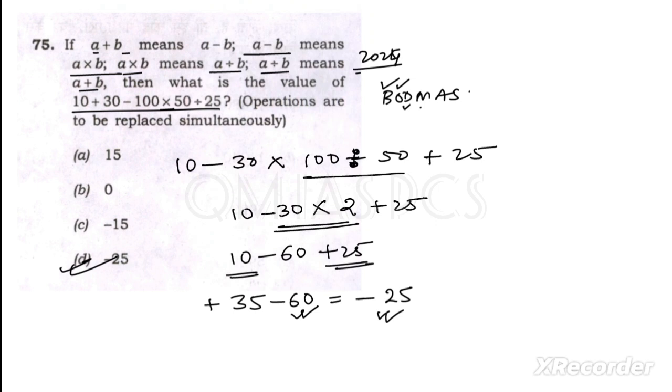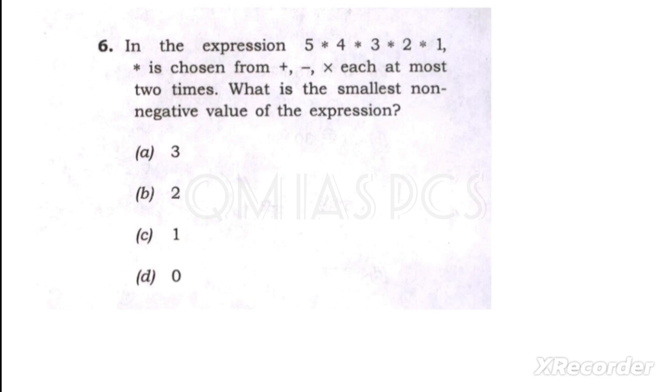This is your question. In the expression 5 star 4 star 3 star 2 star 1, each star is chosen from plus, minus, multiply. There is no division. Each can be used at most 2 times. You can write any sign or symbol, at most 2 times. What is the smallest non-negative value of the expression? Non-negative means there should be no minus sign in the answer. So just try this one.